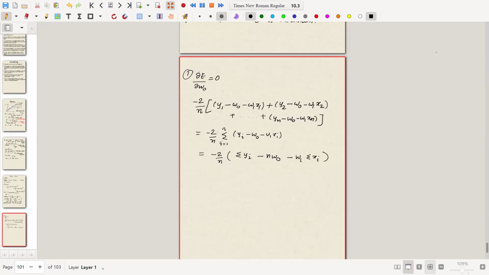Summation of, now what I do, take this summation to each of the terms. When you do the summation of w naught, n times you are adding, minus n w naught. W1 is constant, take it outside, and the summation of xi. Summation of yi by n is the average of y. That n and n w naught will cancel out. Summation of xi by n is like x bar, that's the average. So what will you get for the final expression?